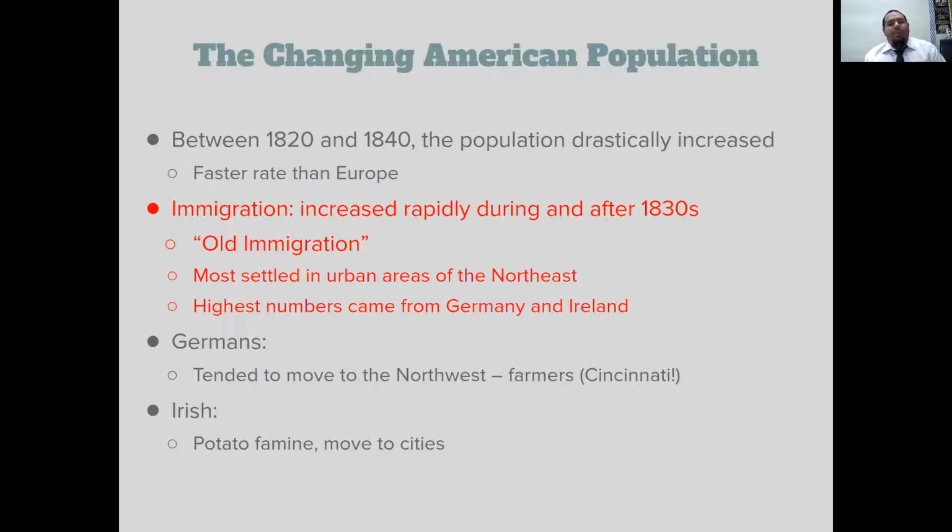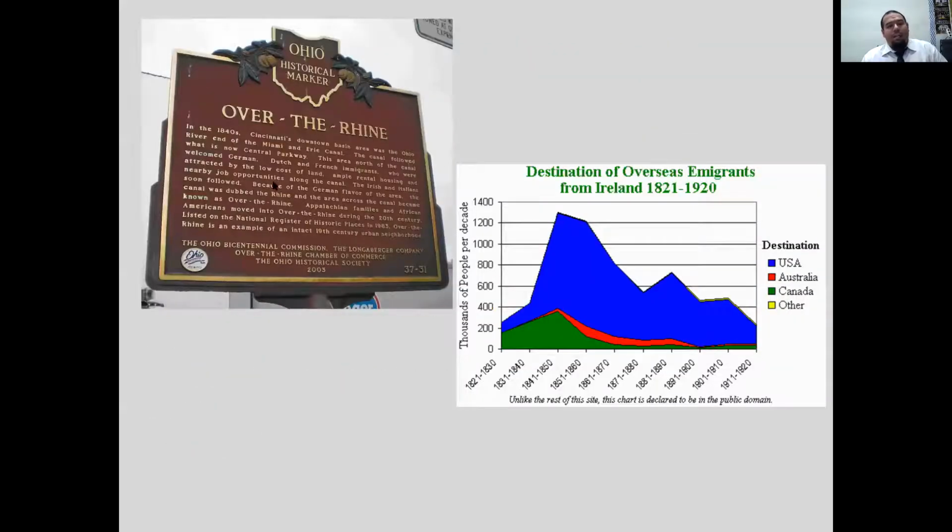Most settled in the urban areas of the Northeast, and like I just said, the highest numbers came from Germany and Ireland. Germans tended to move to the Northwest, aka the Old Northwest, the Ohio River area, Illinois, Indiana, Michigan, Ohio. And the Irish, because of the potato famine, would move to the urban areas of cities. And here's a place in Cincinnati, Ohio, where a district is called Over the Rhine because a lot of Germans settled in that area.